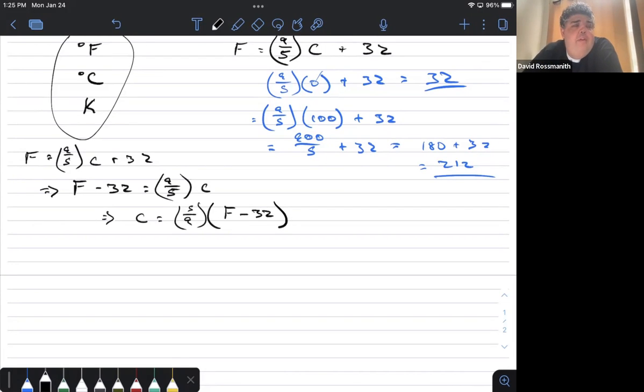And so that's how you convert. Given you know Fahrenheit, you subtract 32 from it, multiply that number by 5, divide it by 9. Okay, and that would give you Celsius. Same exact way.